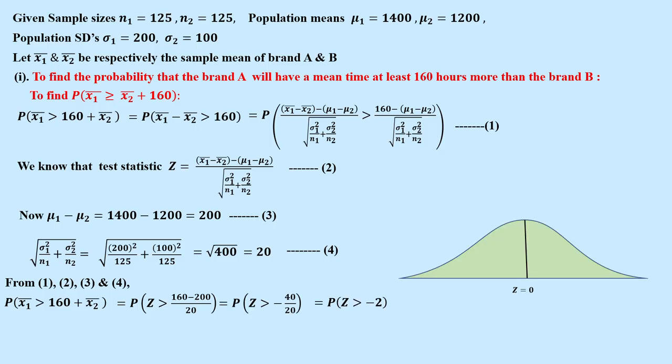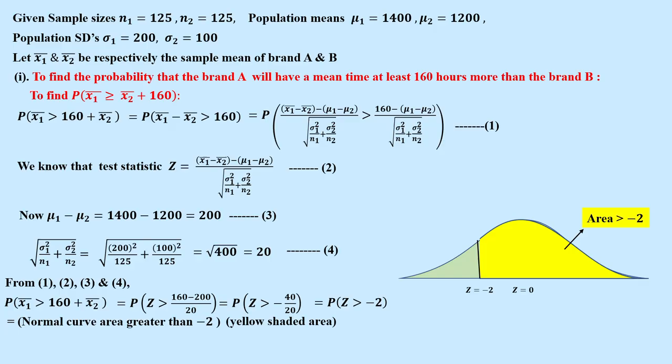So this is 0, this is minus 2. Greater than means this side, right? Because negative, right? This is the area, normal area. So normal curve area greater than minus 2, this is total area, right? Greater than minus 2, yellow shaded area, right?